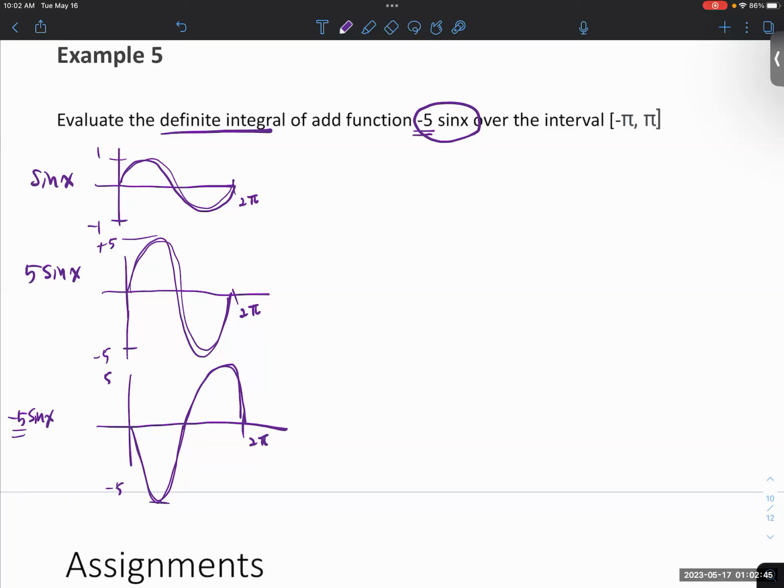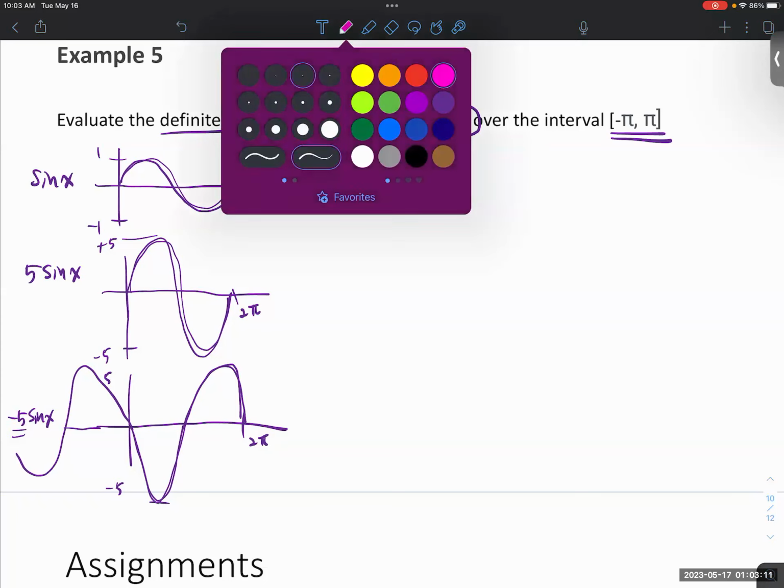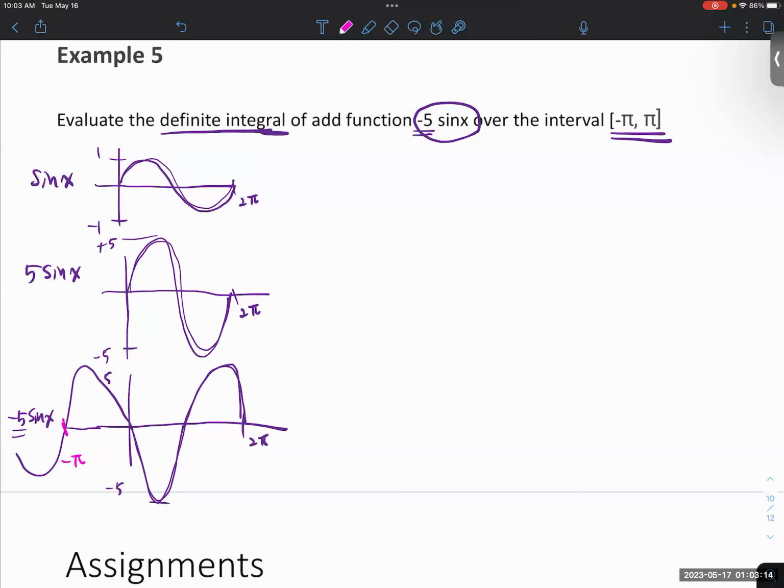And they want to find the area, right? Because we are looking for the integral, which helps us find the area between negative pi and pi. So for this question, we are simply taking the integral from negative pi to pi of the function negative 5 sine x. By the way, this pattern keeps on going, right? Negative pi is going to be here, positive pi here. They're looking for this area.